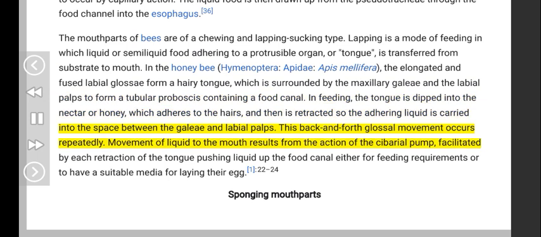This back and forth glossal movement occurs repeatedly. Movement to the mouth results from the action of the cibarial pump, facilitated by each retraction of the tongue pushing liquid up the food canal for feeding requirements. Sponging mouthparts.